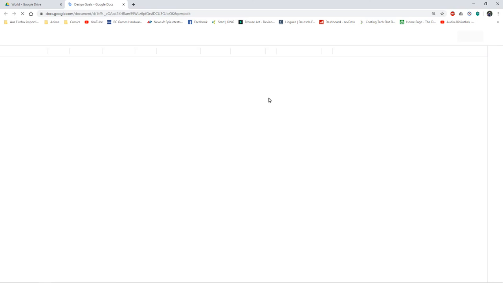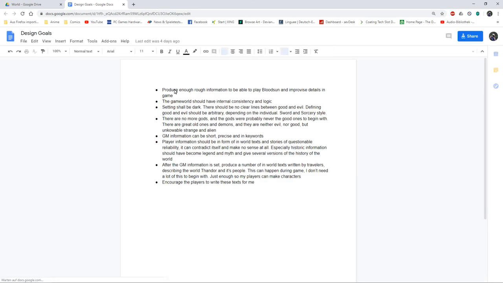I did these design goals for my world building as well. First, I need to produce enough rough information to be able to play Bloodsun with my friends. And I want, as a designer, some internal consistency and logic, no matter if it's a fantasy setting. And it will be a fairly dark setting, as it's post-apocalypse after all. There will be no clear lines between good and evil. So I will definitely not use alignments.